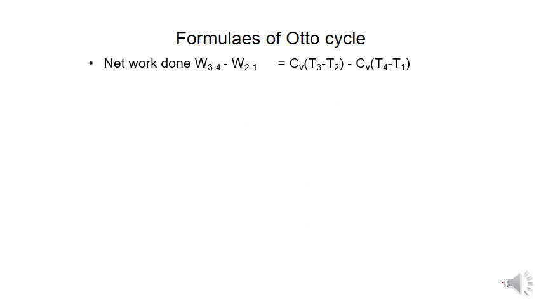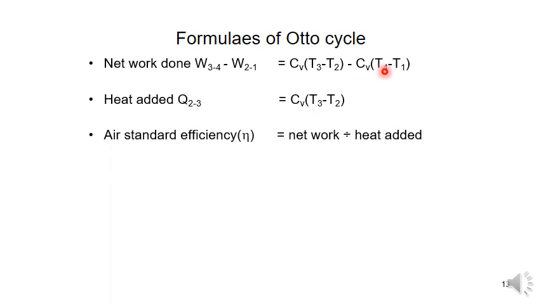Work done is heat supplied minus heat rejected. Heat supplied takes place in the 2 to 3 process and heat rejected takes place in the 4 to 1 process. So work done is Cv(T3 minus T2) minus Cv(T4 minus T1). Next, heat added Q2-3 is nothing but heat supplied, only Cv(T3 minus T2). Heat rejected is Cv(T4 minus T1).